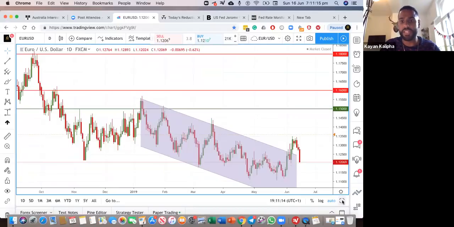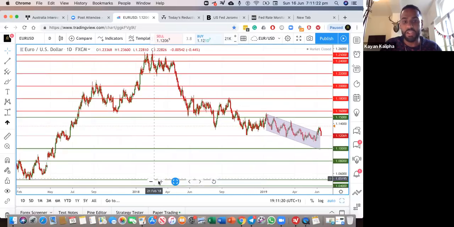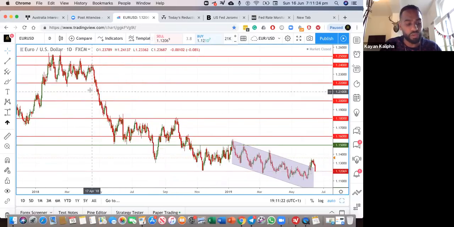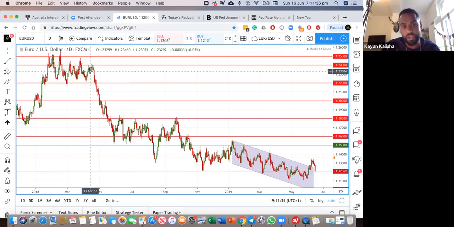So here's an example of the euro against the US dollar. So last year in 2018, the US central bank was raising interest rates 4 times. So as I said, when a central bank is raising interest rates in the United States, remember, this is making the dollar very attractive. And last year we saw a very strong US dollar.